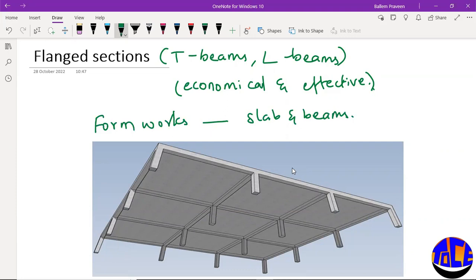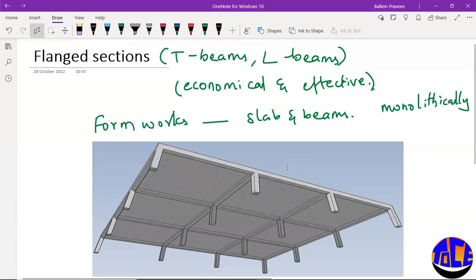Since these slabs and beams are constructed at one time, they will work monolithically. That means they will act like one unit. Since they are cast monolithically, they act monolithically.